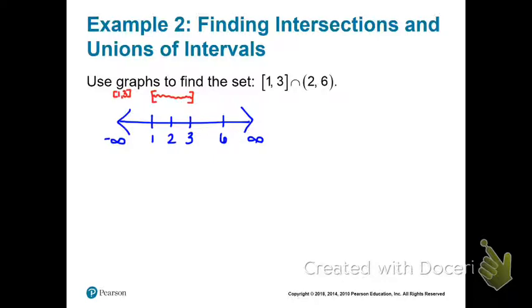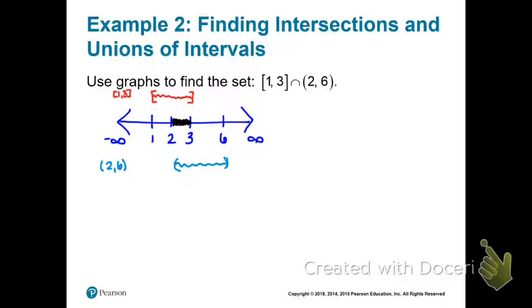Below it here, I'm going to graph the second one, which is from 2 to 6. So from 2 to 6, and they both have parentheses. Now, can you see where these overlap? They overlap right here. So it's between the 2 and the 3 is where their overlap is. So my solution, their overlap is between the 2 and the 3. So I'm going to shade that in.